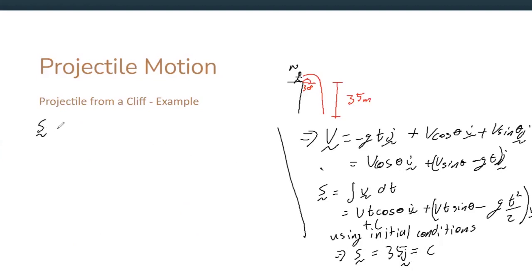So we get the initial displacement is equal to v t cos theta i, and then I'm just going to essentially include this 35j into this, plus v t sine theta minus g t squared over 2 plus 35 j.